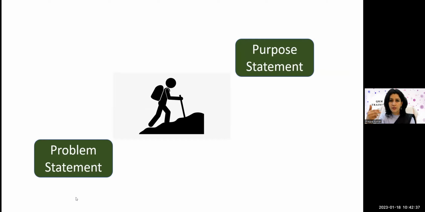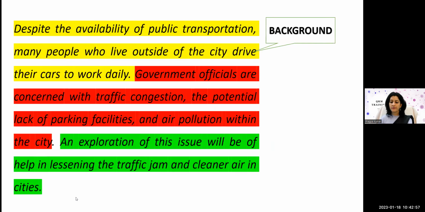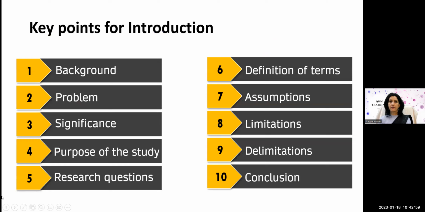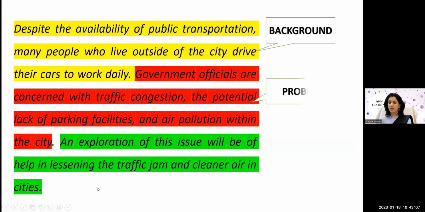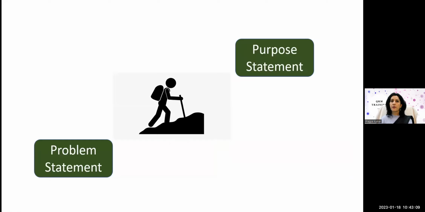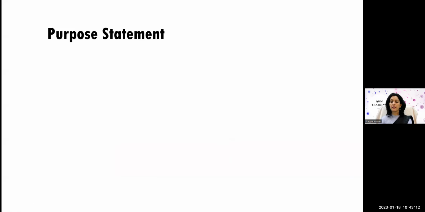So now you know what a problem statement is. A problem statement consists of three parts: the background, then the problem itself, and then tackling or exploring that problem, which will be the significance of your study. Then comes the purpose statement, because if you remember the fourth point here, I have done the background, then problem, and then significance. Then fourth is your purpose of study, and then fifth is a research question. So I come to the purpose of the study, the purpose statement.